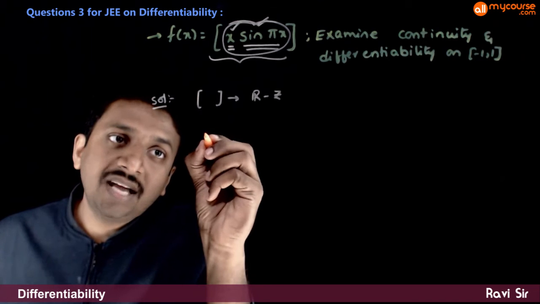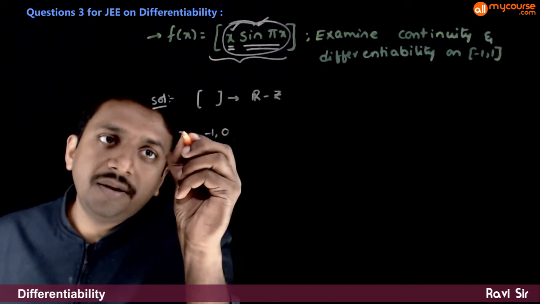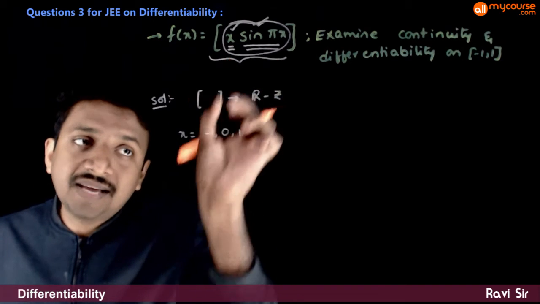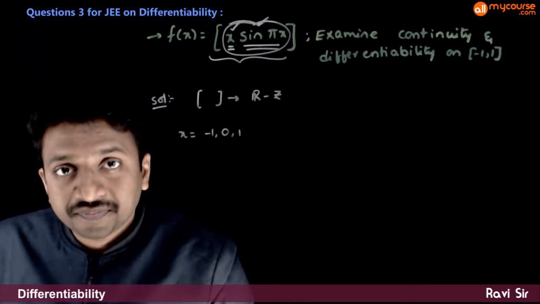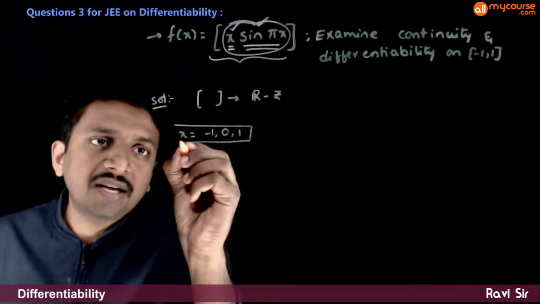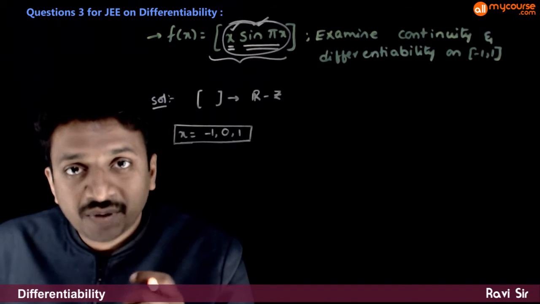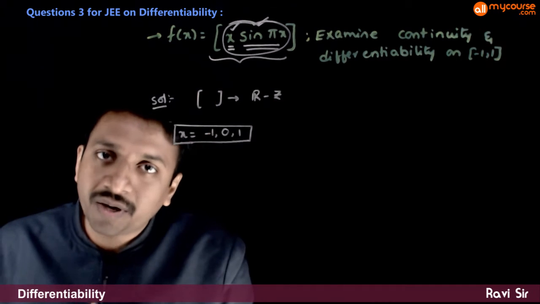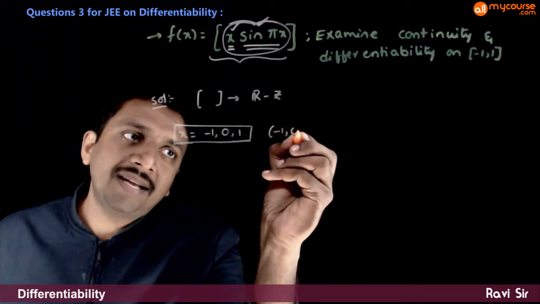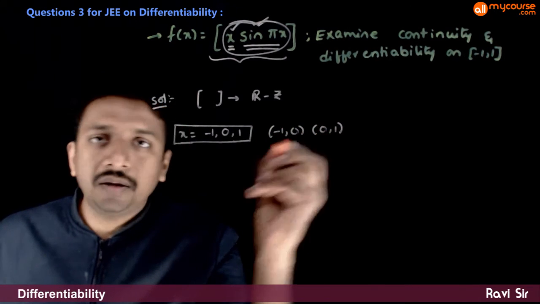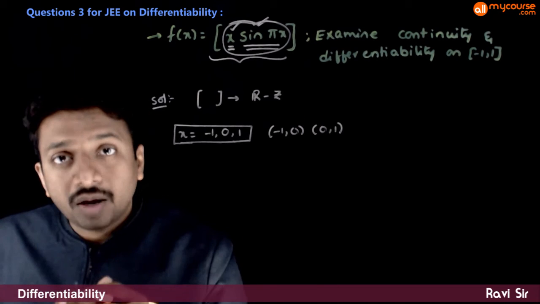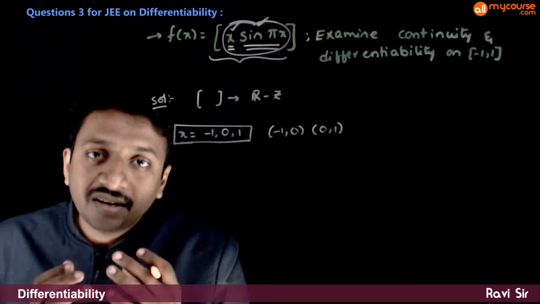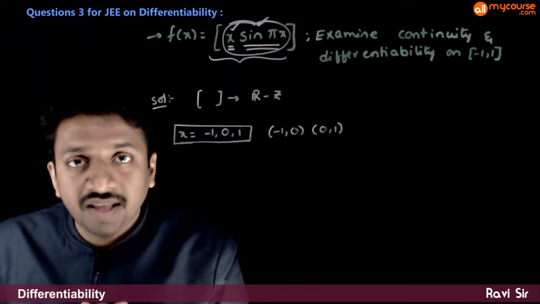So clearly at x is equal to -1, 0 and +1, the value of x sine pi x goes to an integer. Hence, you just need to check the continuity and differentiability problems at these 3 points. You don't need to check at all the intermediate points, that is, from open -1 to 0 and 0 to 1, because the functions are nicely defined, continuous and differentiable in those intervals.